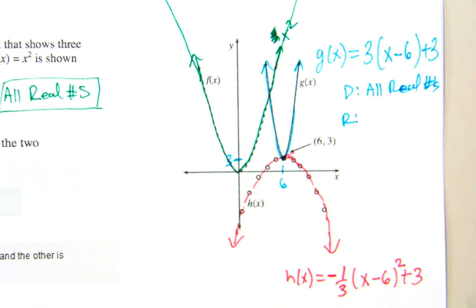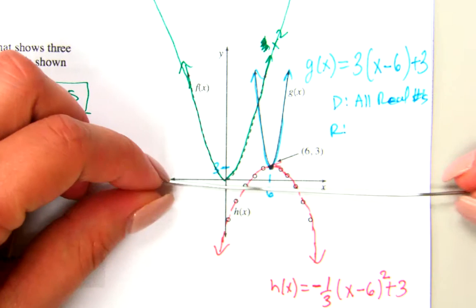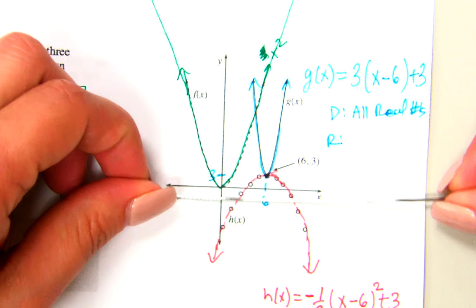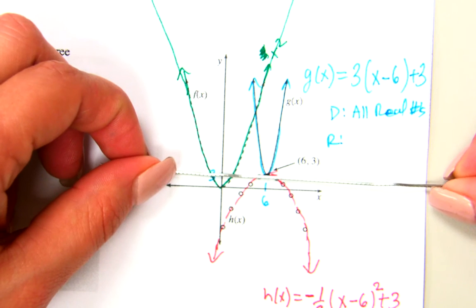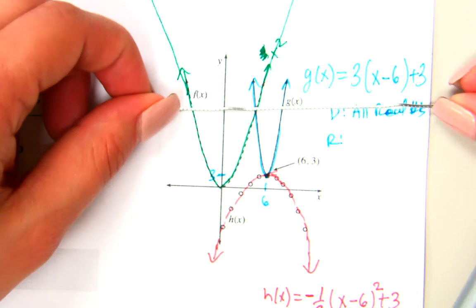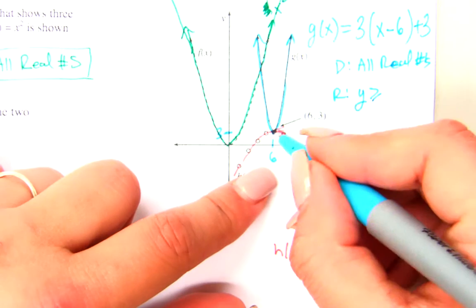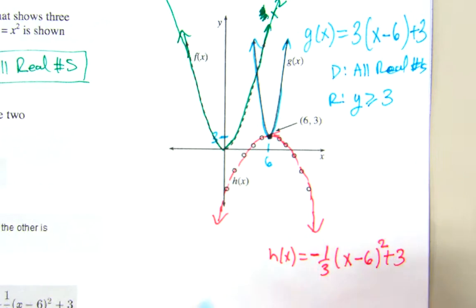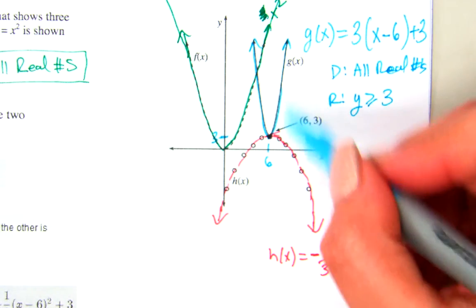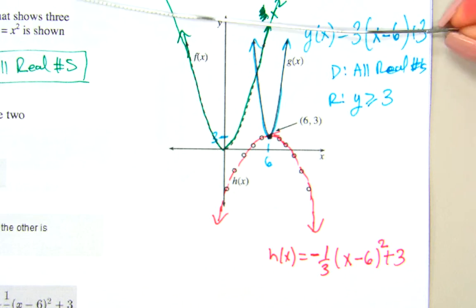And the range, although for the one in blue, the range actually picks up at 3 and then it goes up. So all the values of y that are greater than or equal to positive 3, because it's going to go up. The range is represented by the y-axis. All right, that was 43.